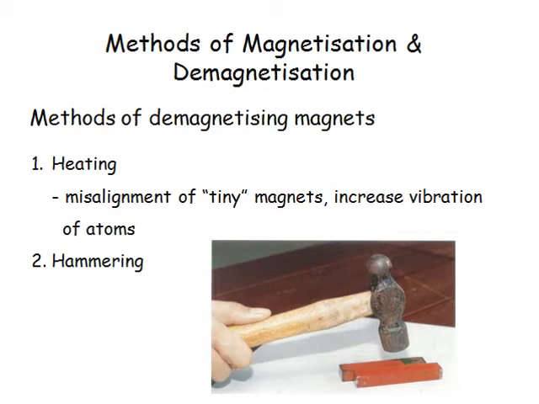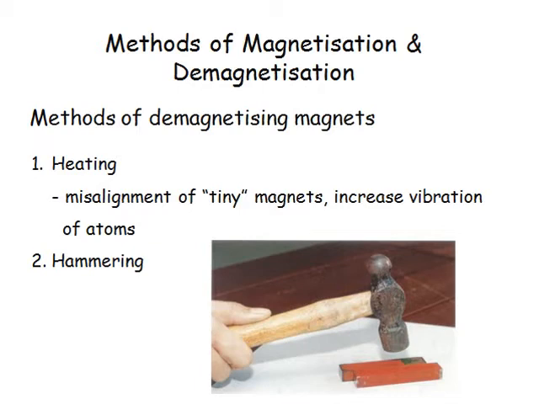There are methods of demagnetization. The first is hammering, the next is heating, and there will be the electrical method. Just like we discussed, because of hammering, the tiny magnets inside, their vibration increases, and because the vibration increases, their alignment is disturbed, so they become demagnetized.